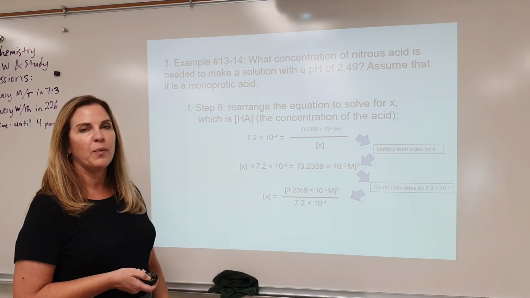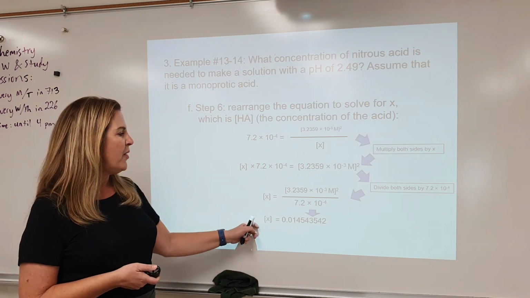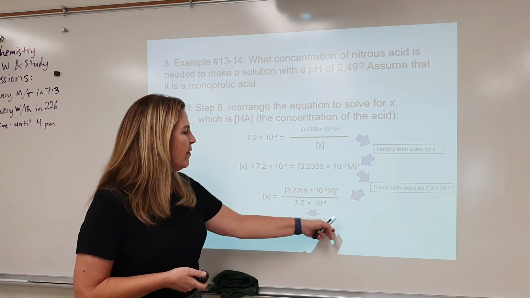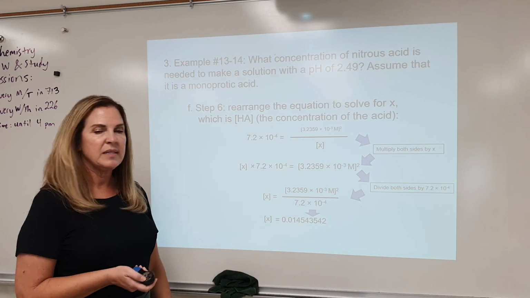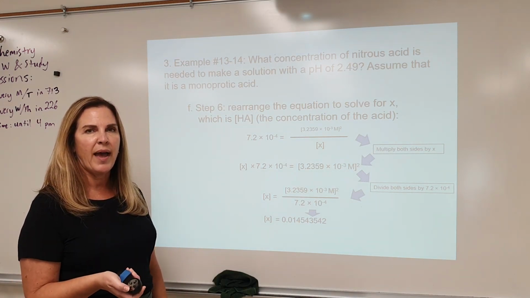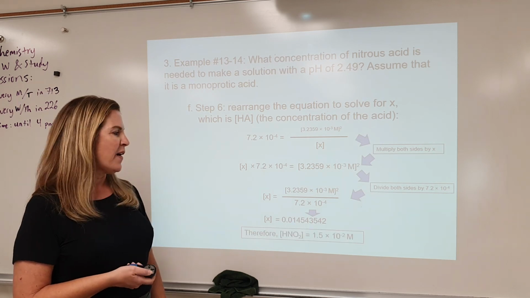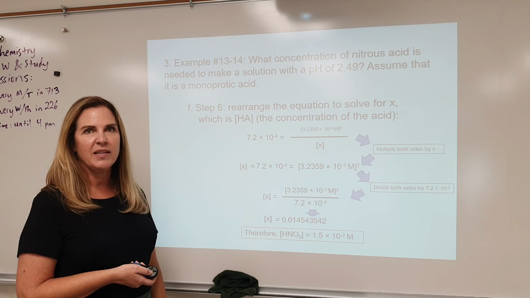And now we're ready to grab those calculators, do this calculation, and we get the concentration of our acid. We're going to put it in scientific notation. How many significant figures should this answer have? Stop now. And there's your final answer, 1.5 times 10 to the minus 2.